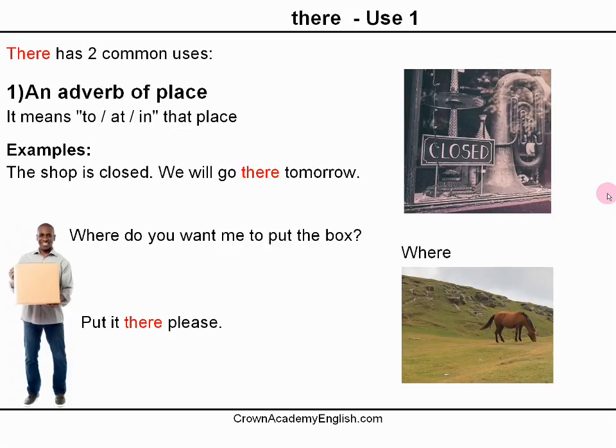And another example. Where is the horse? It's over there. So when we say over with there, that means that the place is far from us. It is in the distance. It is not close to us. It is far from us. For example, if you see an aeroplane in the sky, we can say it's over there.